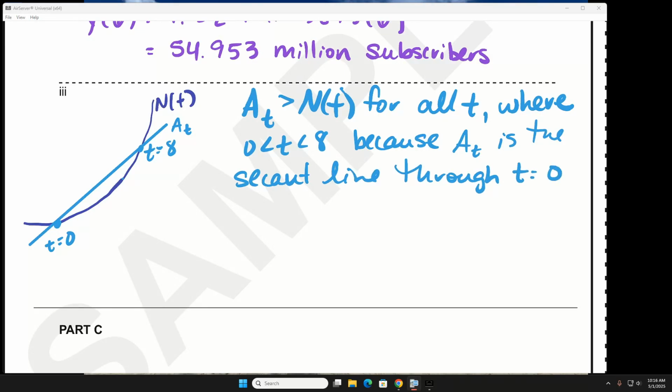Through t equals 0 and t equals 8. So drawing it perfectly also kind of tells them you know what you're doing, but saying it helps too. And then we need to say about if N of t, the model, is concave up or down. What do you think? Concave up.